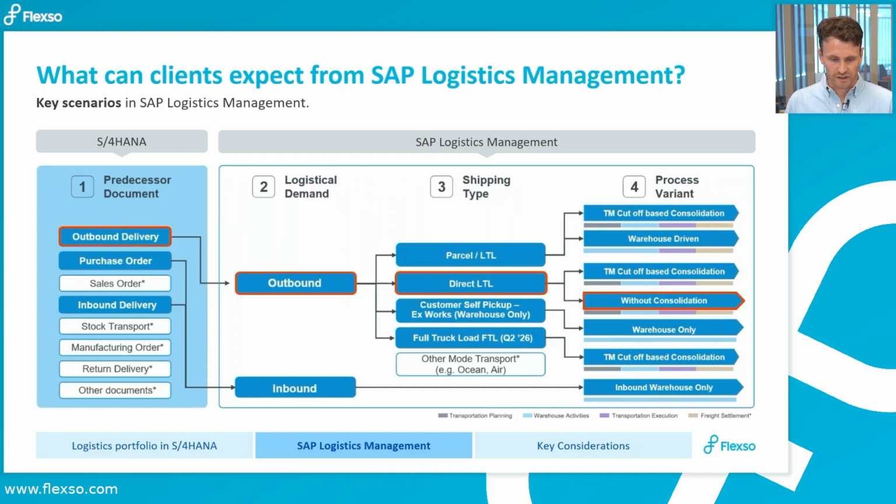What we'll do today in the demo is focus on a basic shipping process, which means that we have an outbound delivery created from our S4 solution, which is an on-prem solution that we've used. You have a data replication framework that's simply copying our outbound delivery into a logistics demand on SAP Logistics Management. The shipping scenario that we will cover is a direct LTL, so it's a carrier pickup without consolidation.